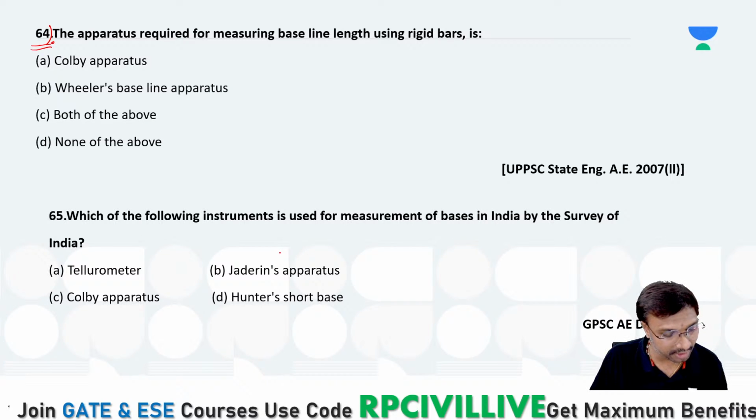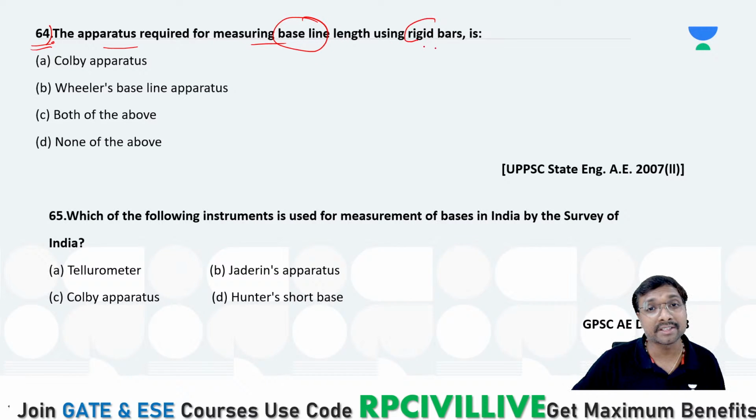C. Aspirant Suraj said C. Yes, it is right. The apparatus required, right? You said A. Lena said A. No, it is wrong then. Yes, correct. The apparatus required for measuring the baseline length using the rigid bar is, right?